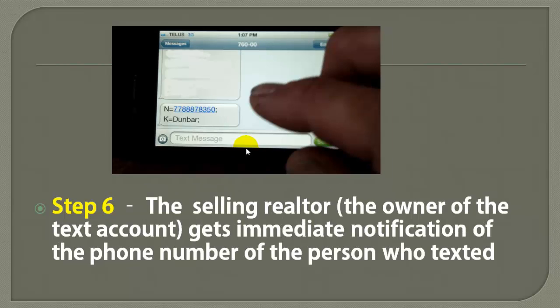Okay, now in step 6, the selling realtor, the person who looks after this text account, gets immediate notification of the phone number of the person who texted. So in this case, I was the one who texted. That's my phone number. And this was a test to a property in the Dunbar area. And it actually works.